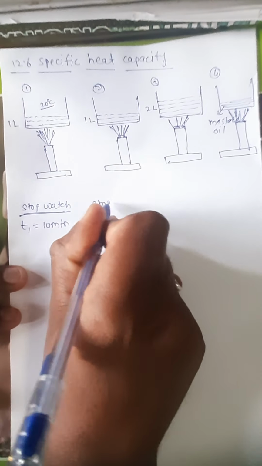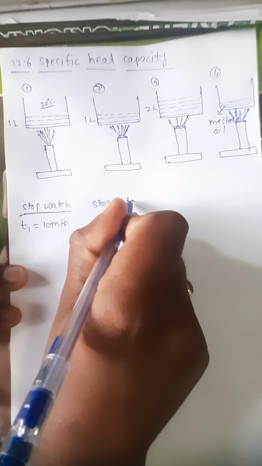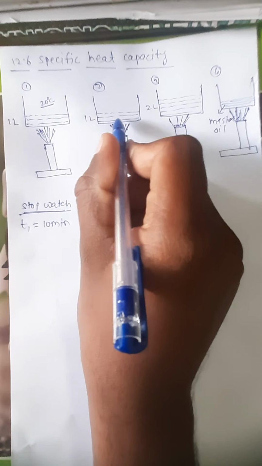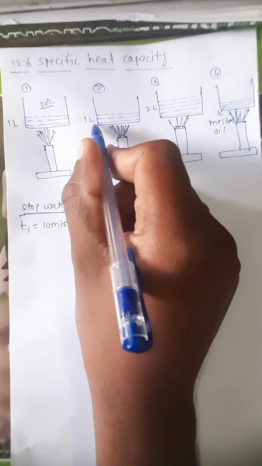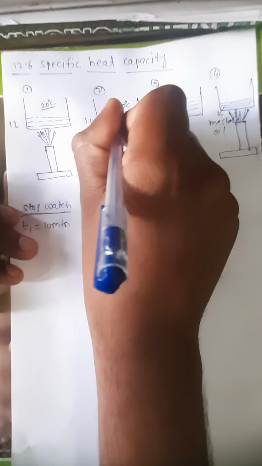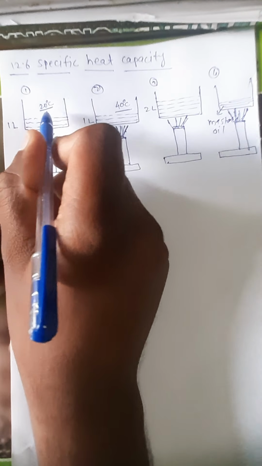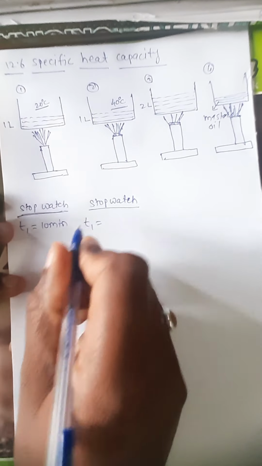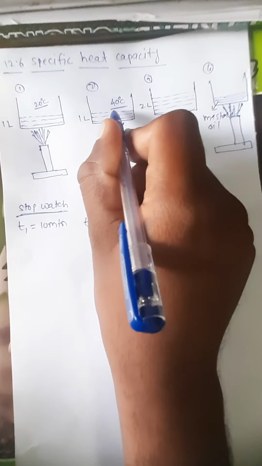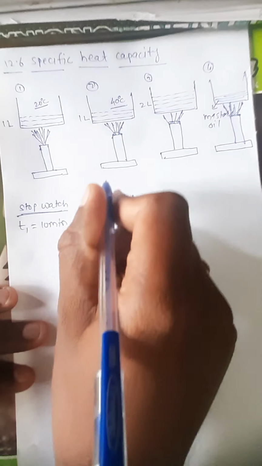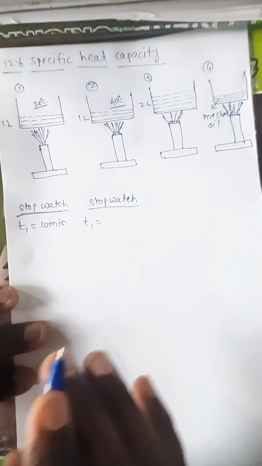In the second vessel we have to use the same heat source and the same stopwatch. Inside that vessel we take 1 liter of water, and we want to increase its temperature by 40 degrees Celsius. Initially we increased it by 20 degrees Celsius; in the second case we increase it by 40 degrees Celsius, and we count the time required.